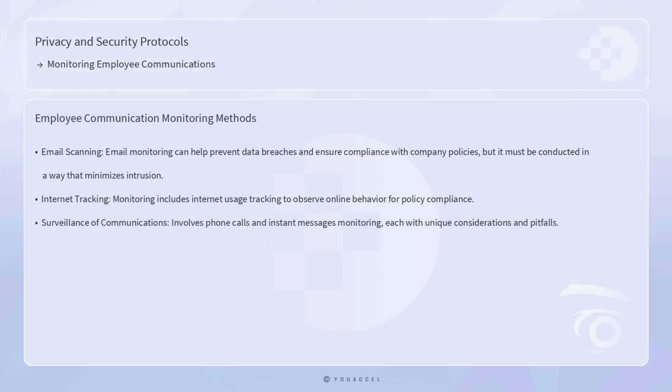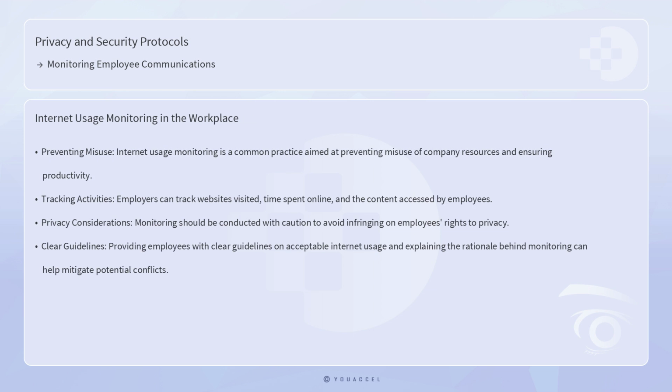In practice, monitoring employee communications can involve various methods, including email scanning, internet usage tracking, and surveillance of phone calls and instant messages. Each method carries its own set of considerations and potential pitfalls. For example, email monitoring can help prevent data breaches and ensure compliance with company policies, but it must be conducted in a way that minimizes the intrusion into personal communications. Employers should focus on monitoring work-related emails and avoid accessing personal email accounts unless there is a clear and justifiable reason.